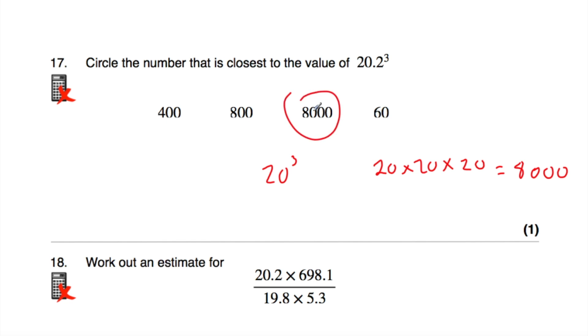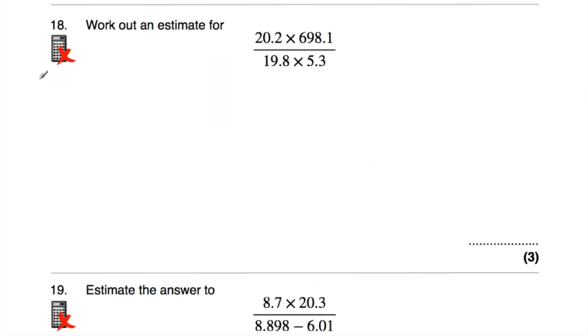If that's an underestimate, then actually 20.2 will be bigger than 8,000. So it's definitely the closest one out of all those options. Okay, so let's have a look at our next question, question number 18. So question number 18 says, work out an estimate for 20.2 multiplied by 698.1 over 19.8 multiplied by 5.3.